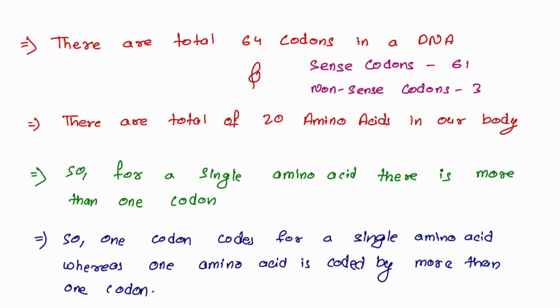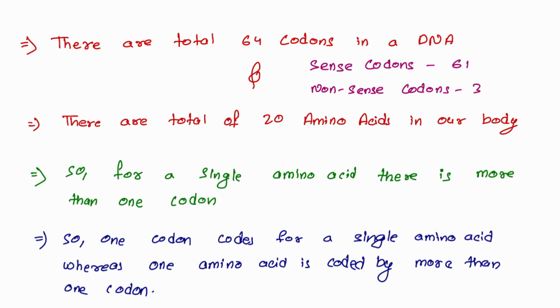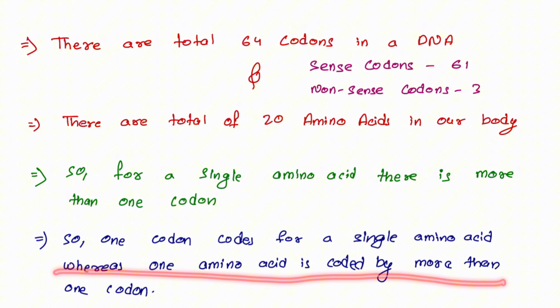Now there are a total of 20 amino acids in our body. So if we do the numbering, we can see that for a single specific amino acid there is more than one codon, but one codon only codes for one specific amino acid. So one codon codes for a single amino acid, whereas one amino acid is coded by more than one codon.